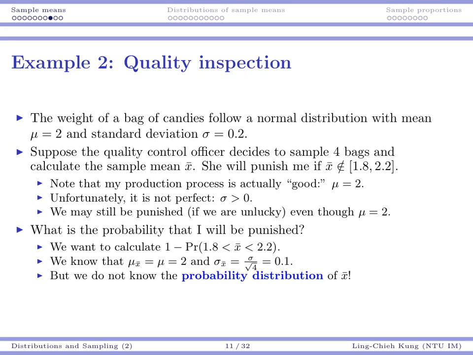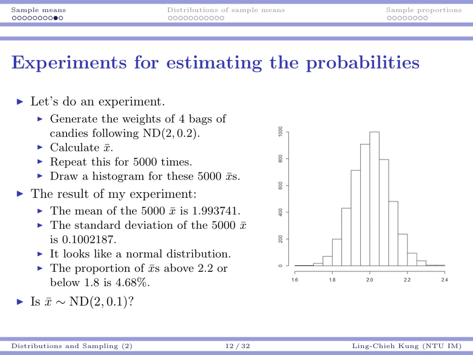But even though we know the mean and the standard deviation, it's not enough for us to calculate this probability, because we really need to know the probability distribution of x bar. We need to know if it's normal, uniform, or something else. Only knowing the mean and the standard deviation is not enough. So what may we do? We don't know. So how about we do an experiment first? Before we tell you some theorems, let's do some experiments.